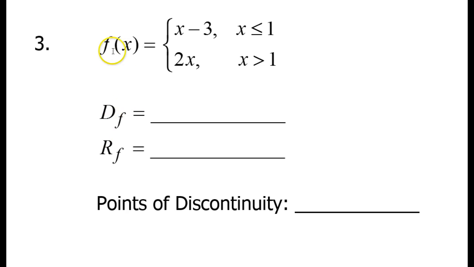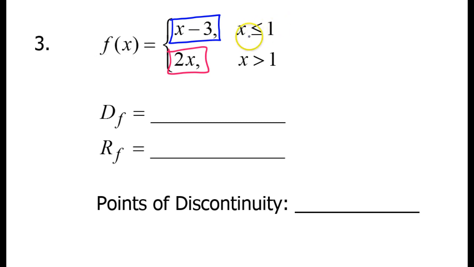For problem number 3, we need to graph this piecewise function and state the domain and range. Now, the first piece is a line. The second piece is also a line. So our graph will end up being a piece of this line and a piece of this line. So think of this in terms of endpoints. I'm going to graph this function in blue, and I'm going to graph this function in red.